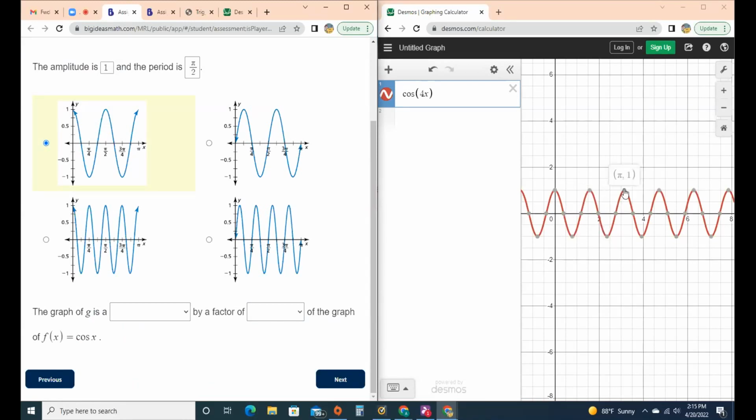So pi's about right there. Well, we went slightly by it. Pi is at 3.14. Go back left, so somewhere a little more to the left. So to me, it looks like that first one, the top left that you have.